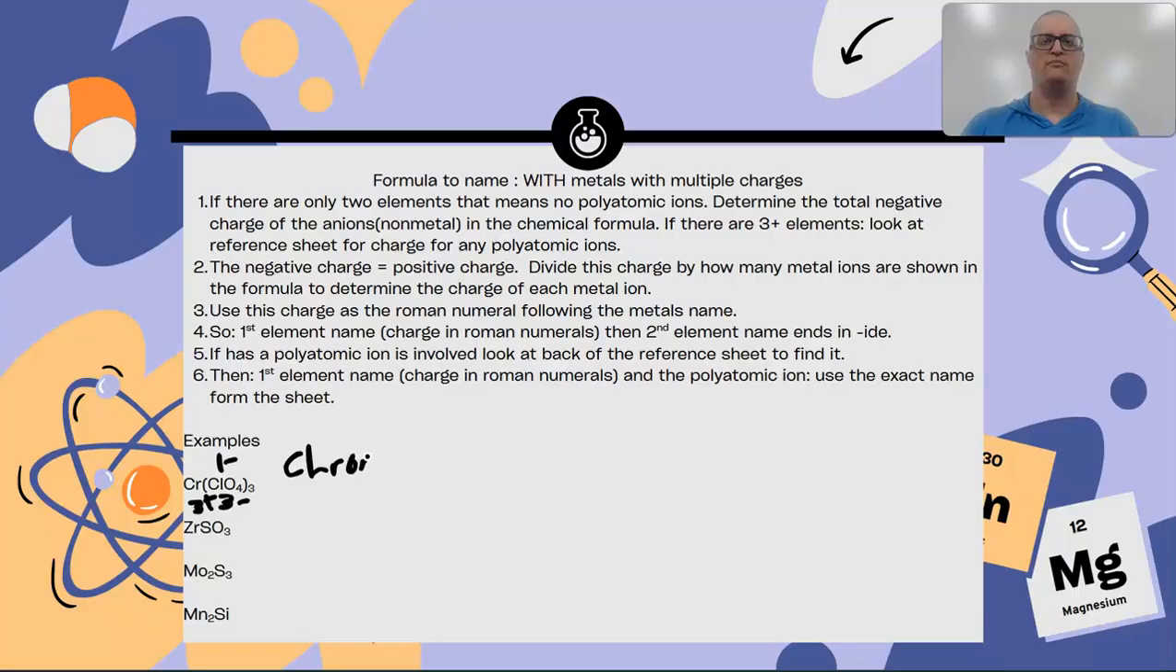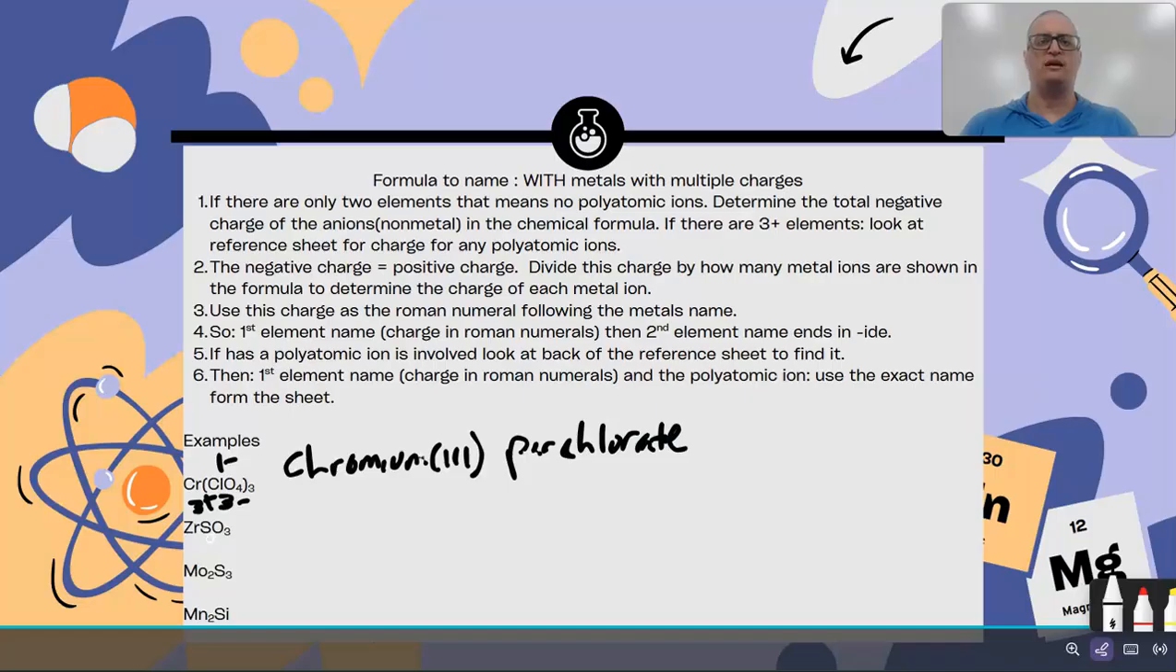So chromium, and the charge, 3, because that's what we've discovered. And this one is perchlorate. You would just copy this back from the back of the reference sheet, because that's what it is. It's named perchlorate.